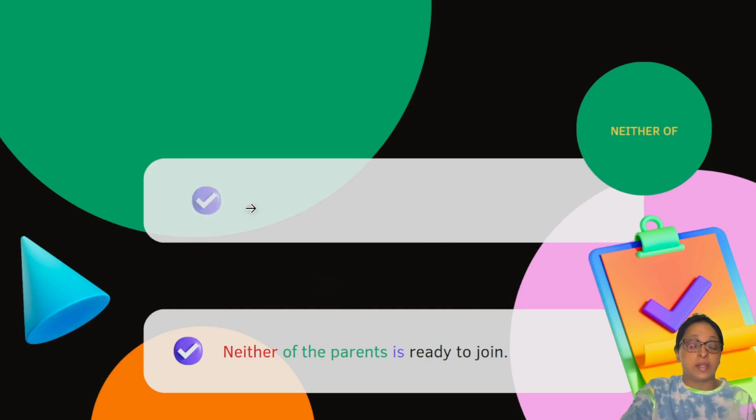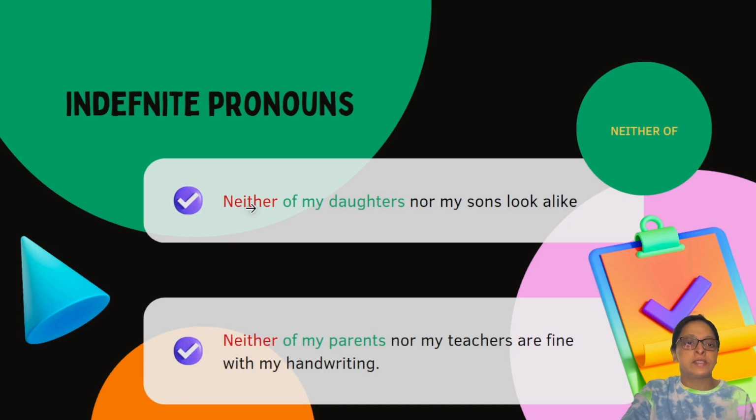Let's move on and check another sentence. We just discussed that in case we are using it with a singular noun, then we are going to use a singular verb. But what if there is another plural noun? This is an example: "Neither of my daughters nor my sons." Here we are using "neither... nor," but how is it used? Is it used as an indefinite pronoun? It looks like an indefinite pronoun, yes, this portion, but then it is being used as a conjunction because "nor" is also there.